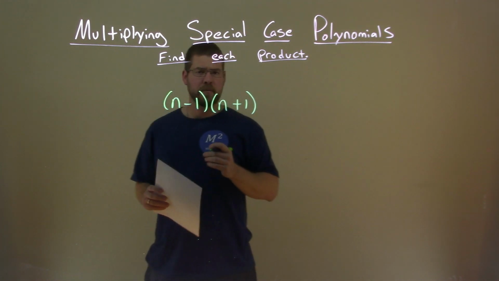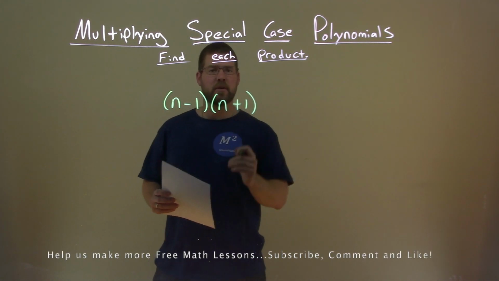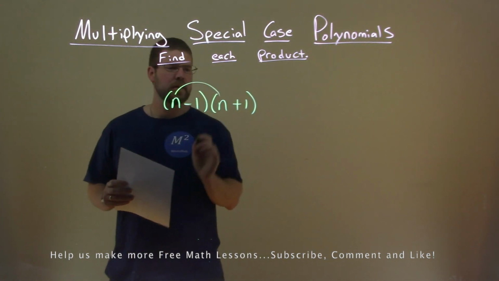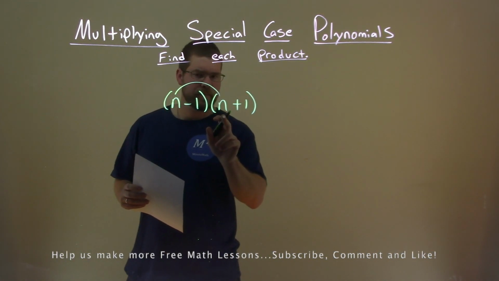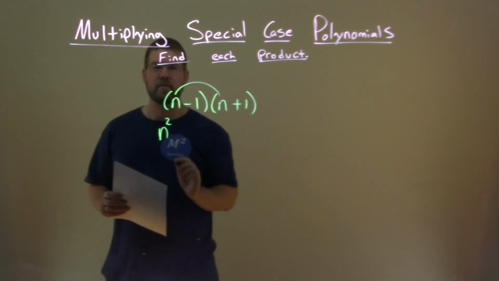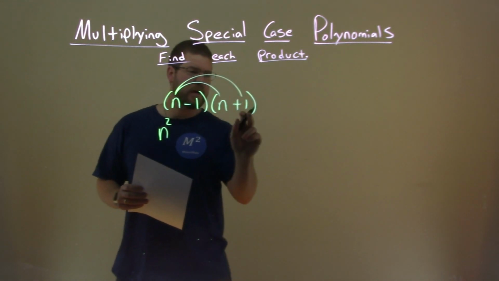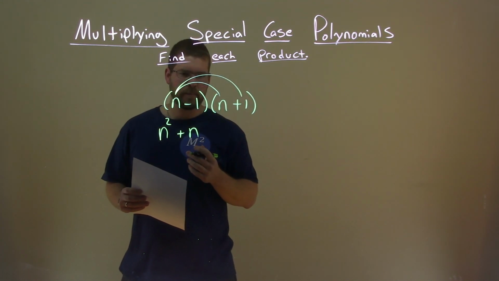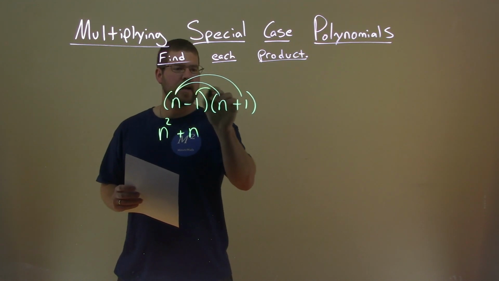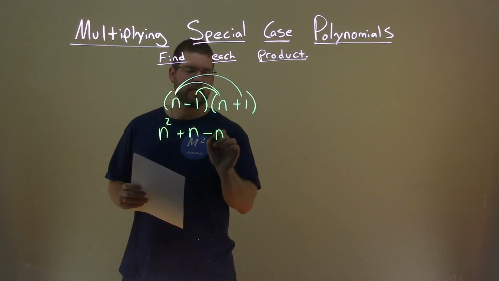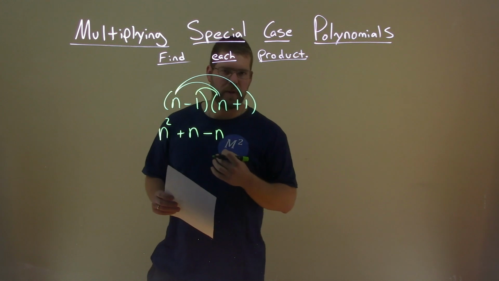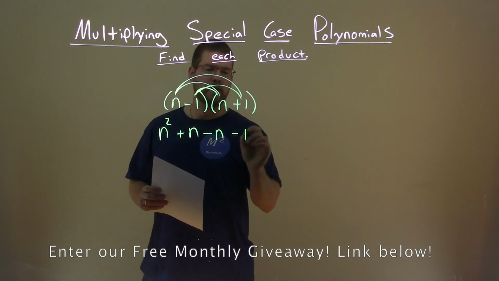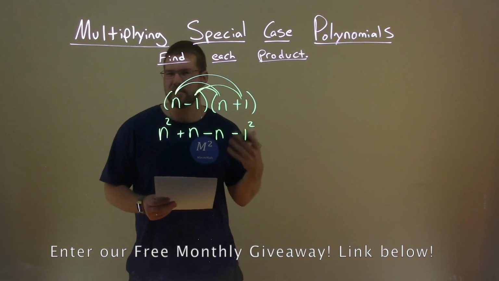We're given this problem here, n minus 1 times n plus 1, and we want to find the product. Well, we take n and we multiply it by n here. N times n is n squared. N now times 1 is just a positive 1n. Don't need to write the 1. Now we have the negative 1. Negative 1 times n is a minus n, or minus 1n, but again, don't need to write the 1. Negative 1 times a positive 1 is a minus 1, right?